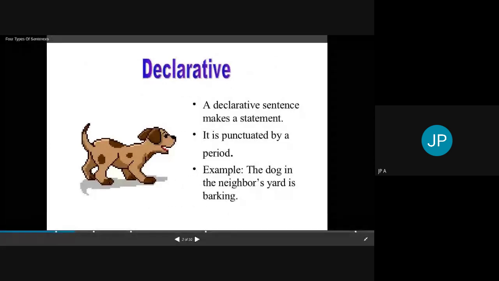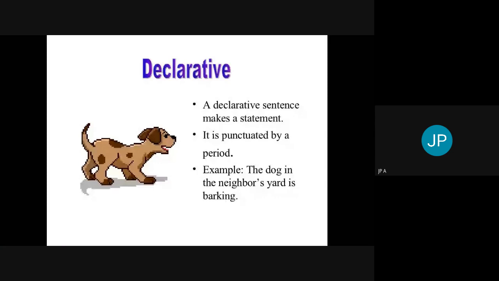So what is a declarative sentence? A declarative sentence makes a statement. It is usually a plain sentence. It can be a positive sentence or a negative sentence. For example, what you see on the screen, this is a dog. It is a plain statement. Such a plain statement is called a declarative sentence. It can be a very short sentence, it can be a long sentence also. It is punctuated by a period. Period means full stop.